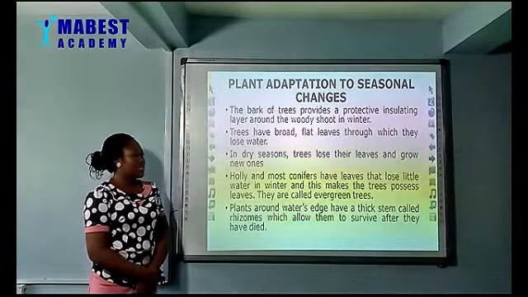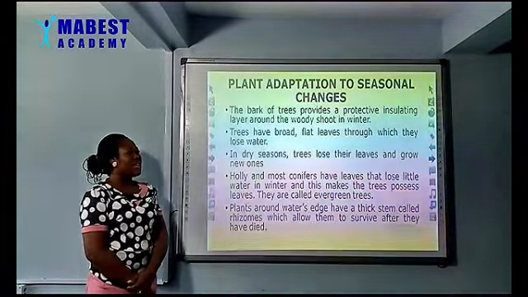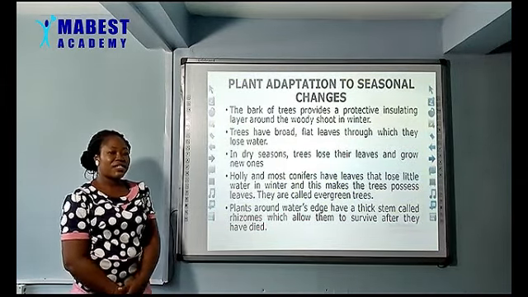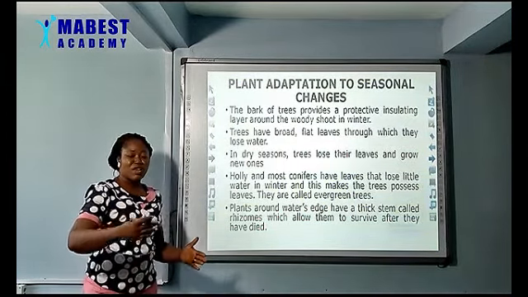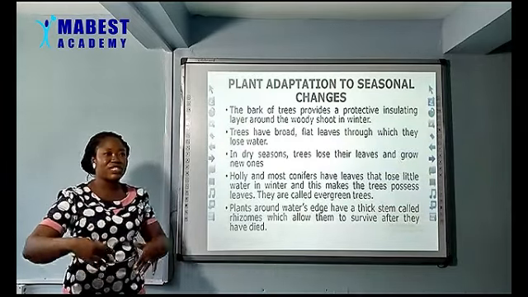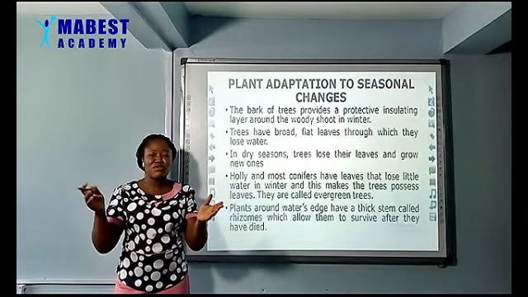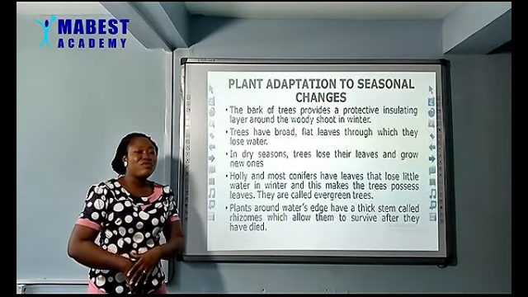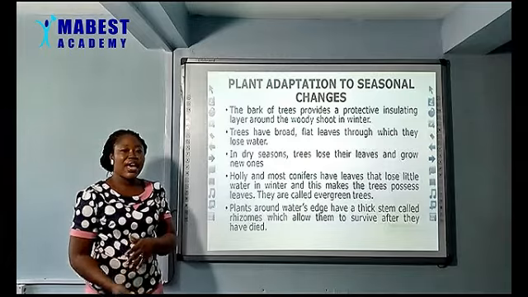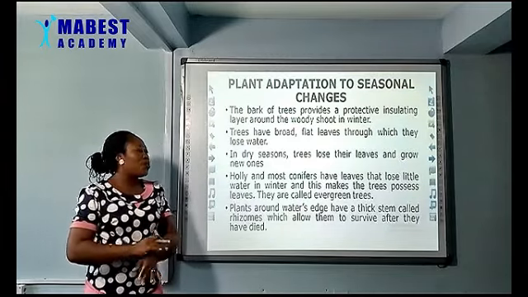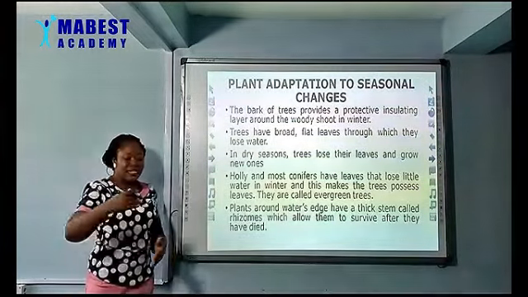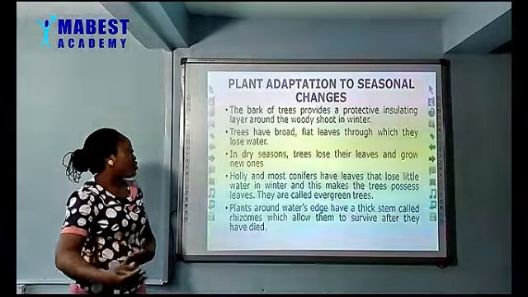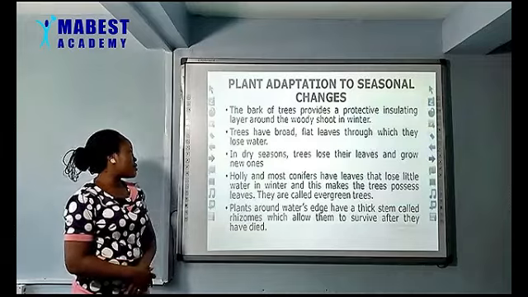Then in dry season, trees lose their leaves and grow new ones. Yes, especially when you are moving towards this December period, you see leaves falling, and you see some trees that no longer have leaves on them. So the leaves will leave the tree and a fresh one will grow. That is how seasonal changes take place. Year by year, they bring out new leaves.